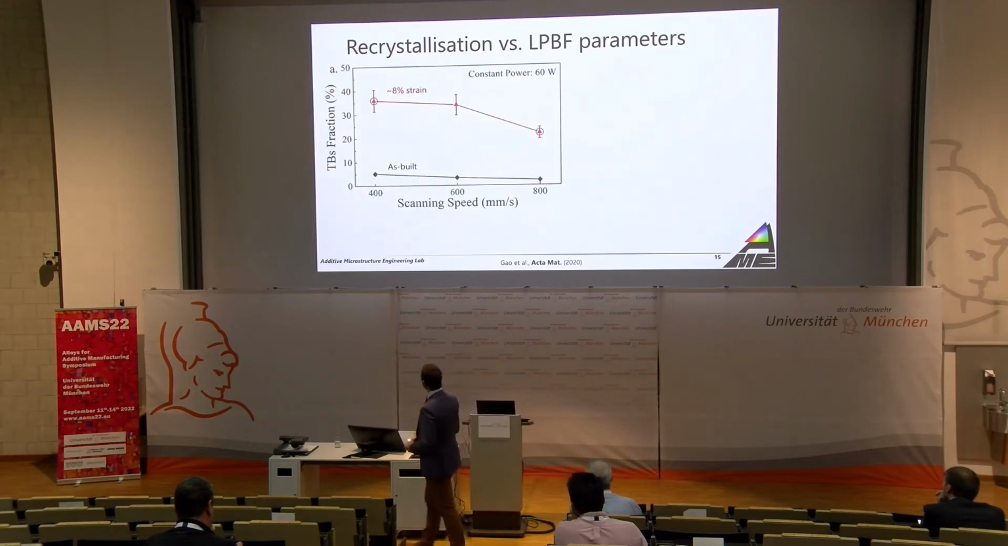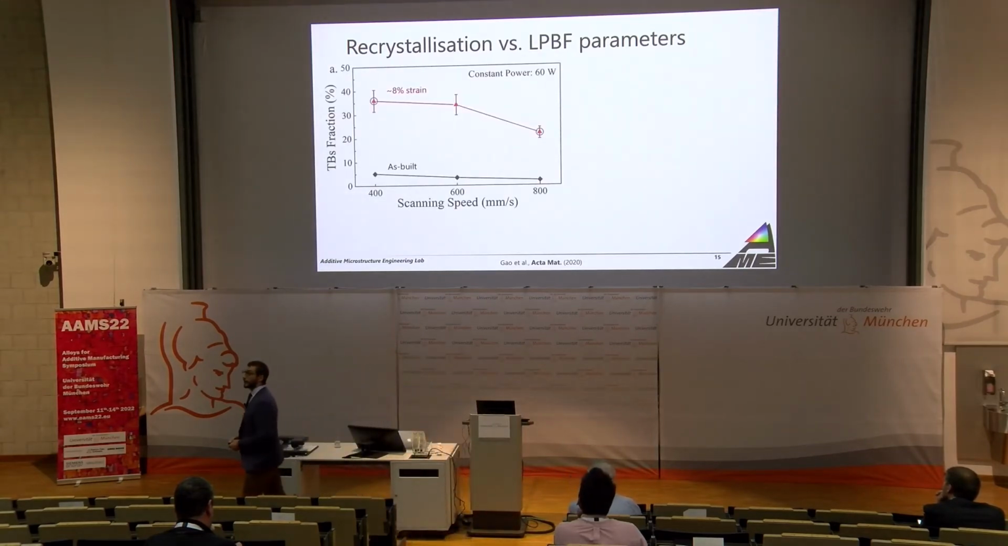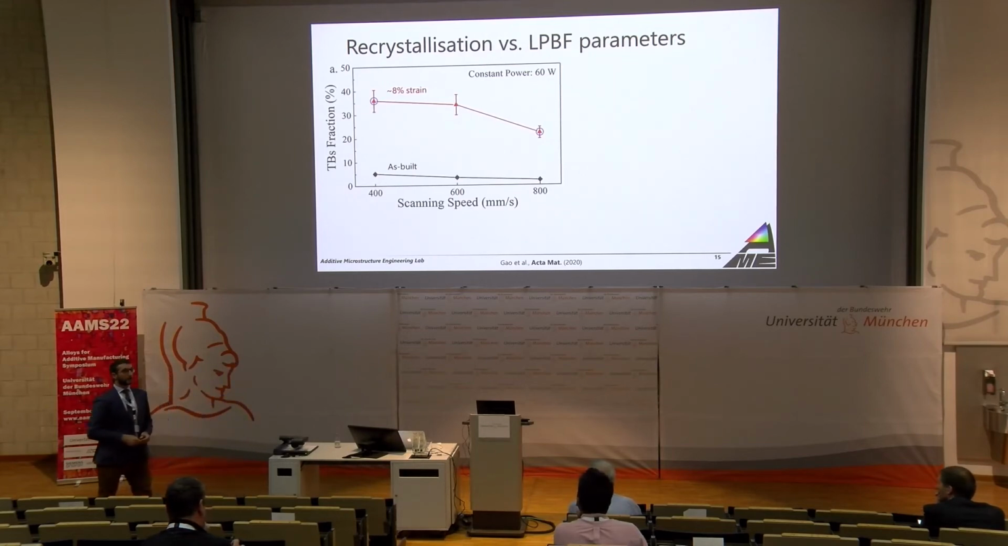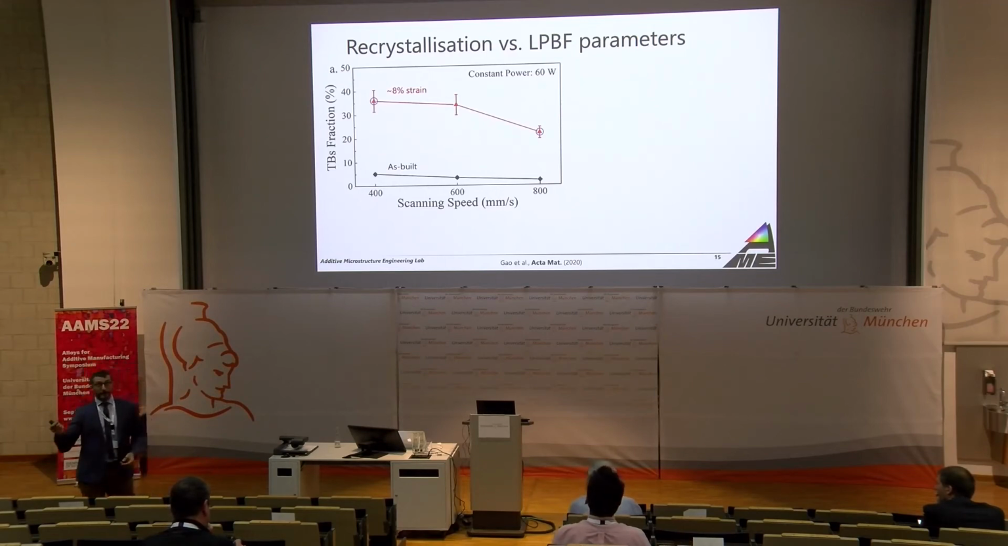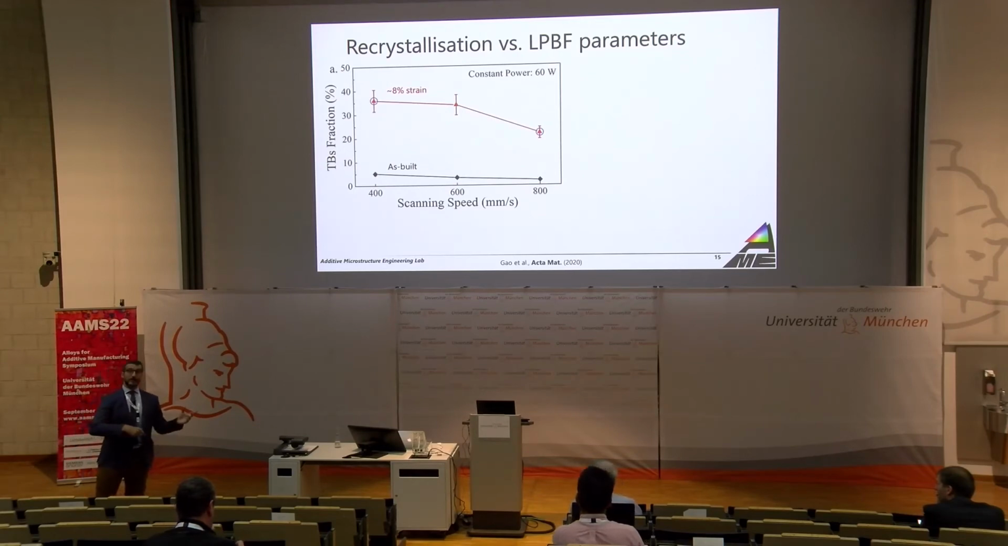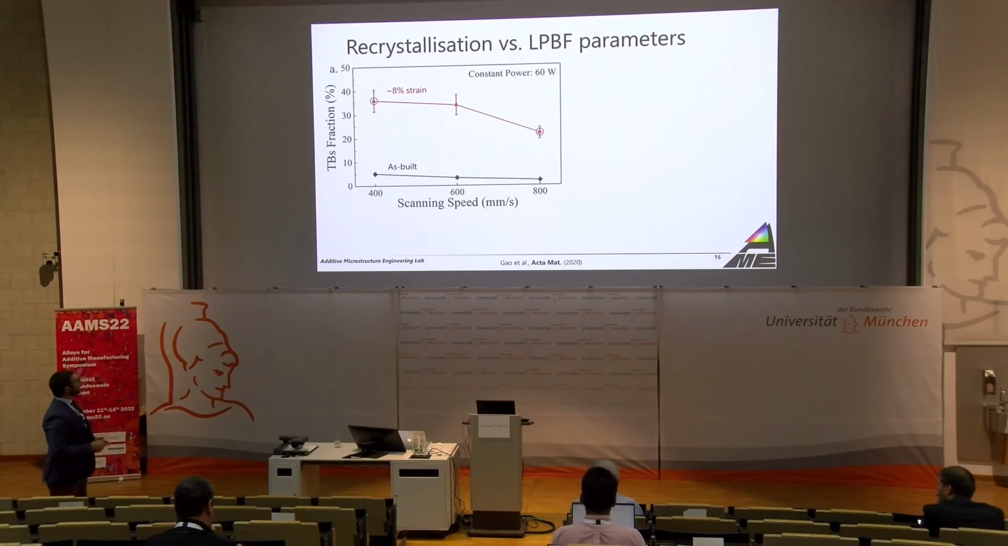The first thing Shubo looked at was changing the laser scan speed. The rationale here is, if you go fast, you're probably also increasing the solidification rate of the alloy, and you're also increasing the cooling rate. High cooling rate corresponds to high GND density, and GND is basically the textbook driving force for recrystallization. And so he did another set, actually two other sets of samples.